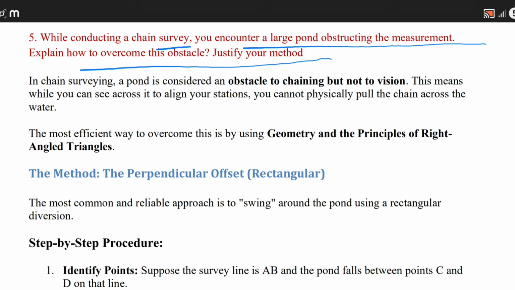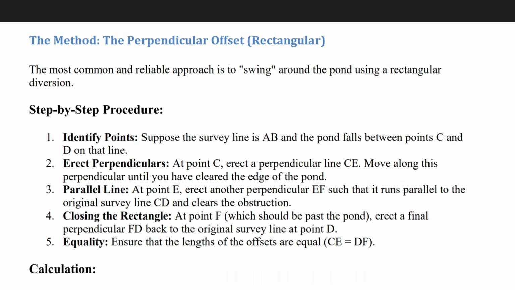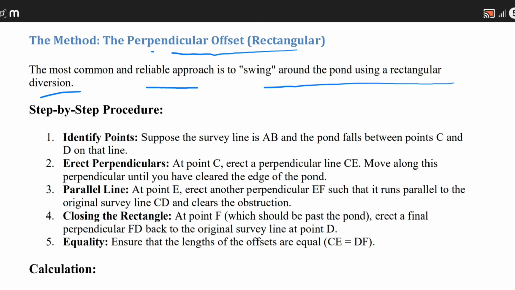To overcome this, you can use geometric principles, the right-angle triangle method. We can use the perpendicular offset method and the rectangular method. Based on the perpendicular offset method, we erect perpendiculars. Step by step, you have to identify two points.